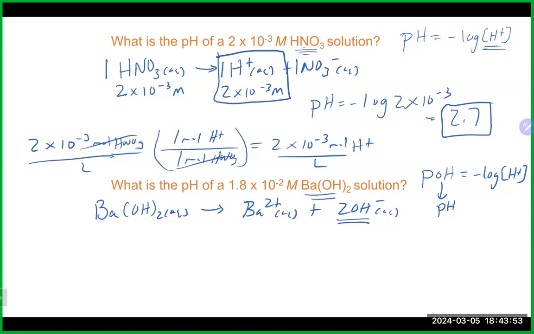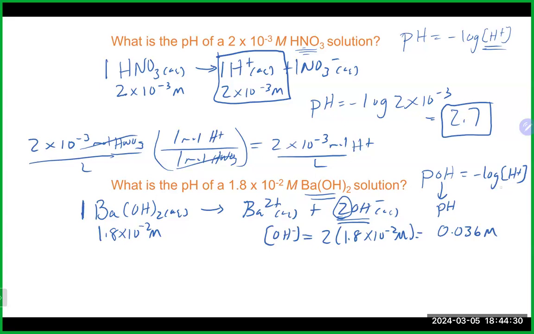Here we do want to get the concentration of the hydroxide, which is 1.8 times 10 to the minus 2. In this case, it's a 1-to-2 relationship, which means you actually do need to multiply that concentration by 2 to get the correct concentration of hydroxide in the solution. It's basically the same sort of mole to mole relationship thing we were just talking about. 2 times 1.8 times 10 to the minus 2 is 0.036 molar. And that's going to be our hydroxide concentration.